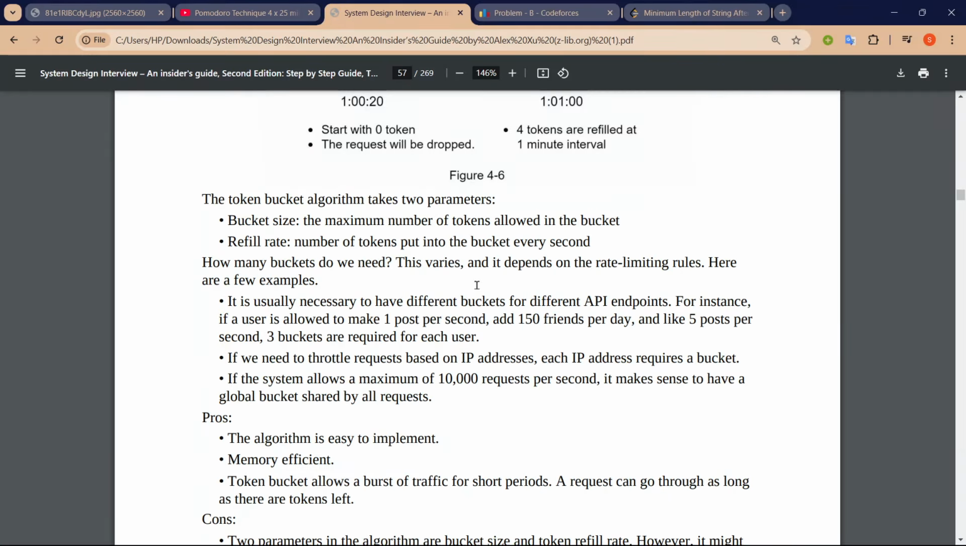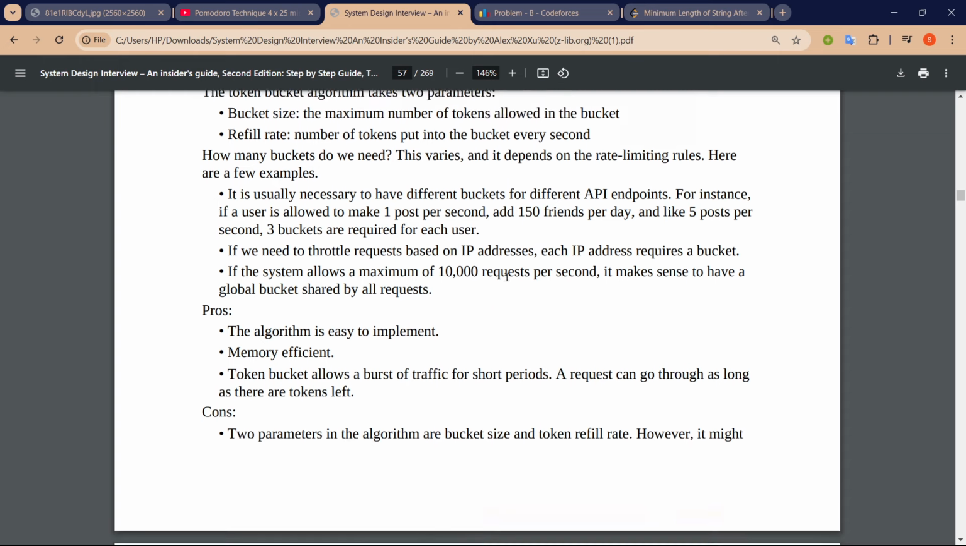For instance, if a user is allowed to make 1 post per second, 150 friends per day, and 5 posts per second, three buckets are required for each user because he is doing 3 tasks. If we need to throttle requests based on the IP address, each IP address requires a bucket. If the system allows a maximum of 10,000 requests per second, it makes sense to have a global bucket shared by all requests.